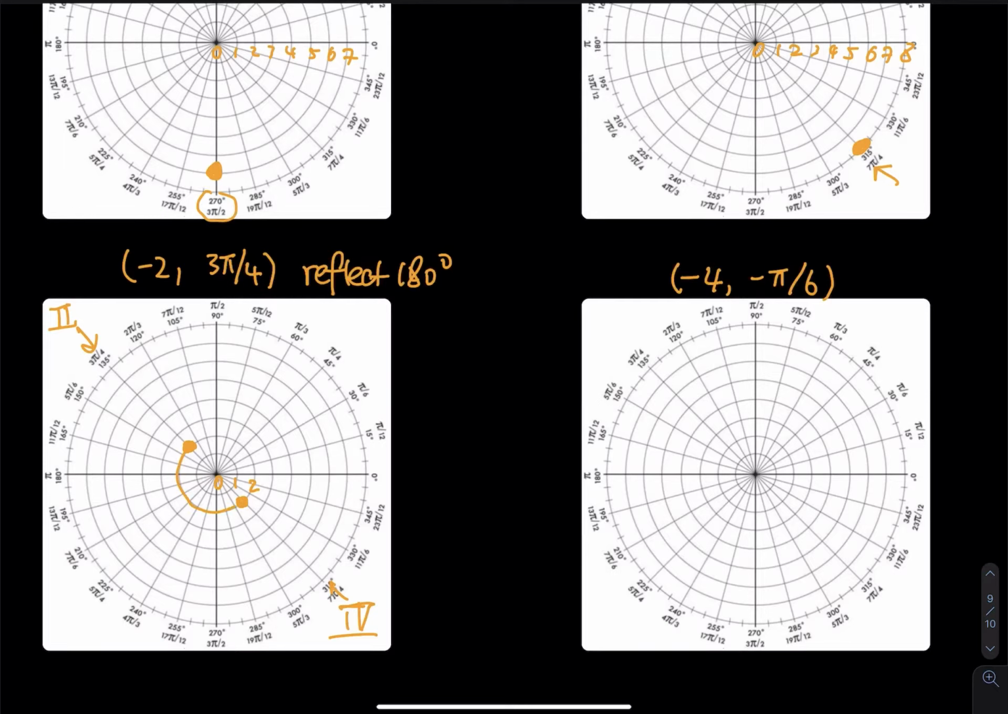So erase that, and then we have to erase that point. The point that we just erased is not the answer of this question, all right? The point right there is the answer. And then we have negative r and negative theta.